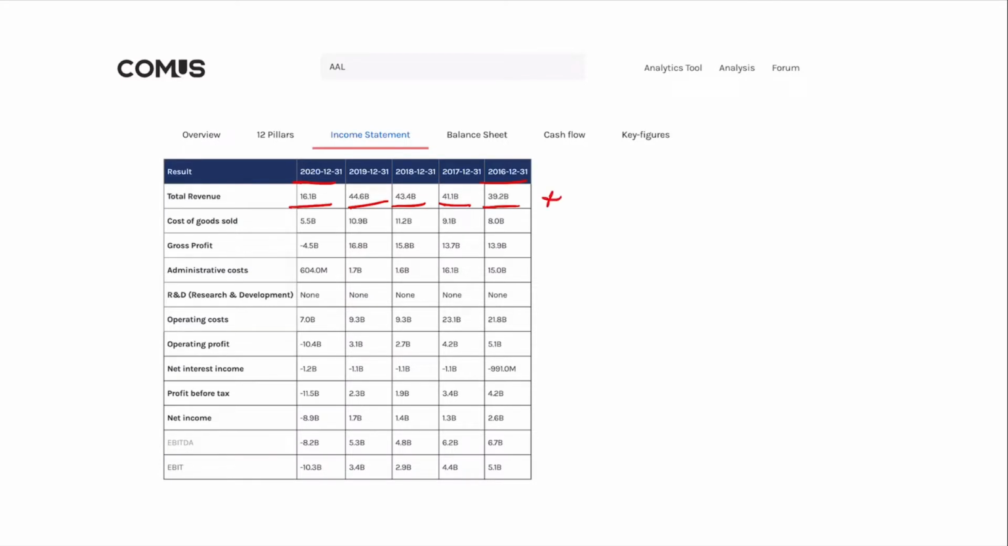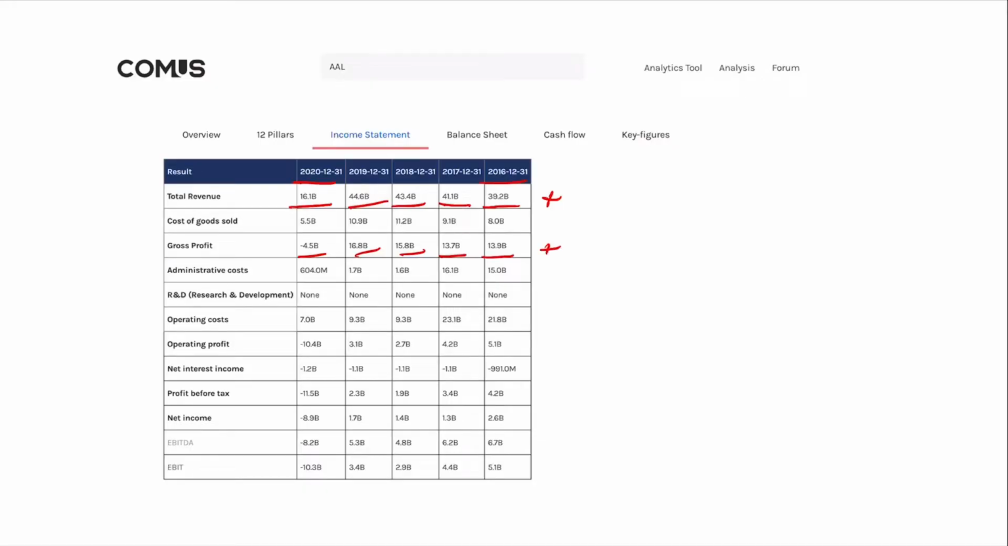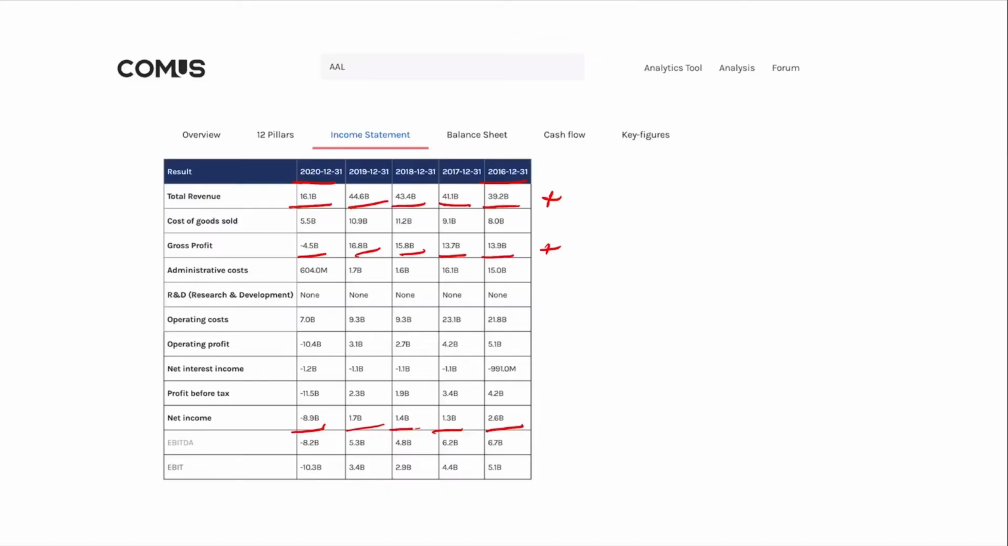I like it. Now, gross profit went from $13.9 billion down to negative $0.5 billion. But as we saw earlier, we grew a couple of years, then we fell off. Overall trend is positive. I like it. Now, net income went from $2.6 billion down to a negative $8.9 billion. But as earlier, we fell off a couple of years, gained and grew once again, and then fell. A bit of fluctuation, but overall trend is positive.